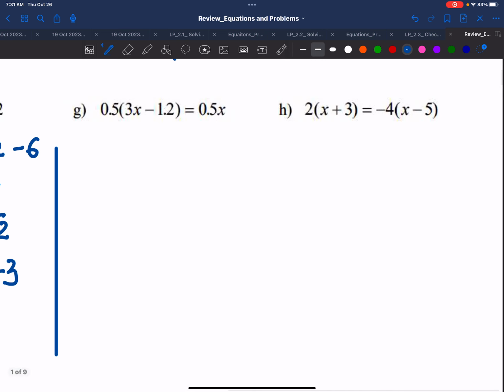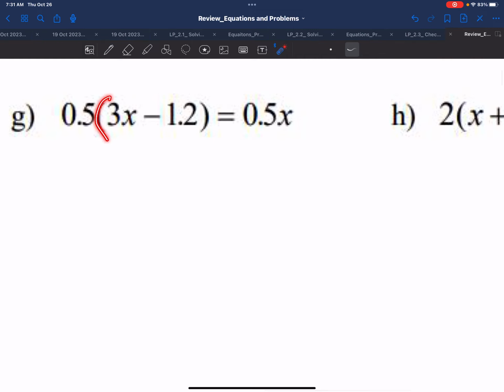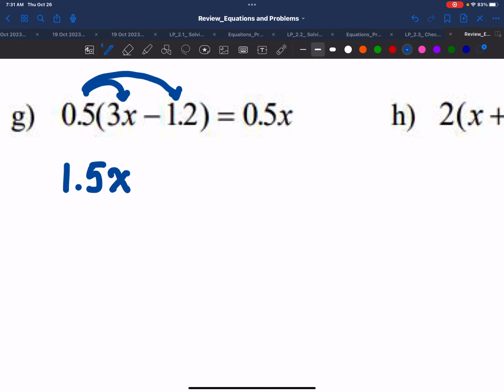In the next example, we have 0.5 times 3x minus 1.2 equals 0.5x. So first we will have to expand and simplify the left side. So 0.5 times 3x is 1.5x. And then minus 0.5 times 1.2, which equals, use a calculator for it, 0.6. And the right side has only one term, so we write the term as is.